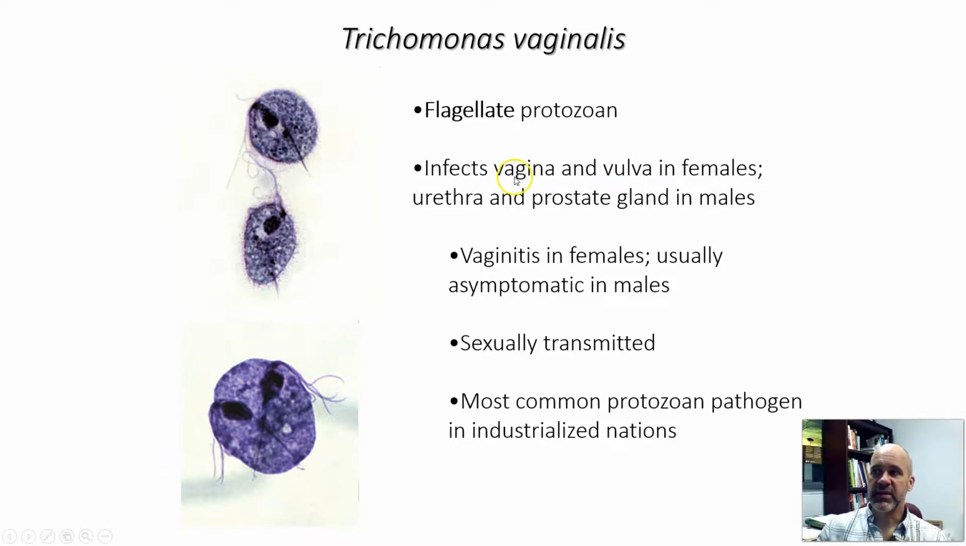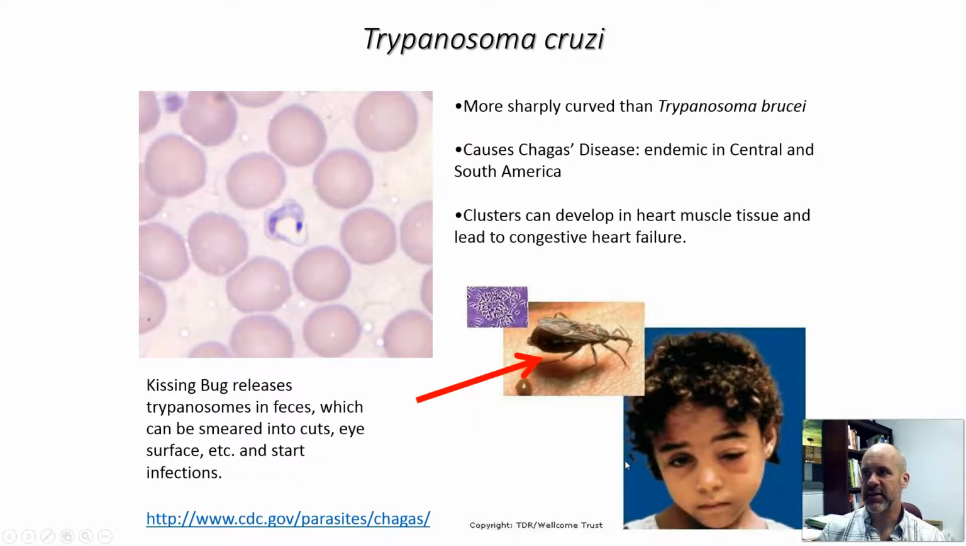All right, so this infects the vagina and the vulva, the external female anatomy, and then in males, the urethra and the prostate. But a lot of times, males don't know that they have this, but they transmit it to their female sexual partners, and then the female can develop vaginal inflammation or vaginitis. This is the most common protozoan pathogen in industrialized nations like the United States.